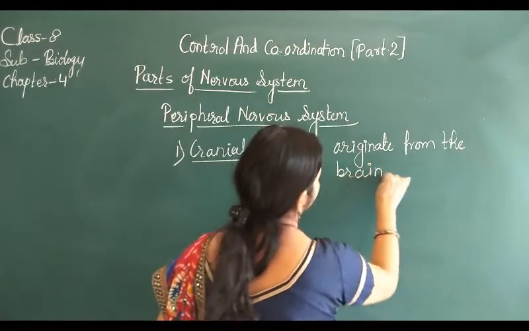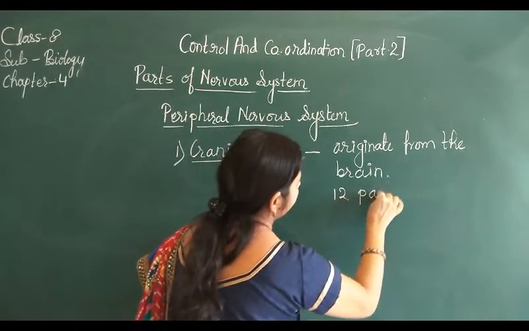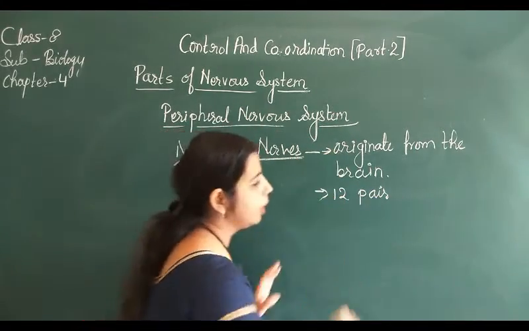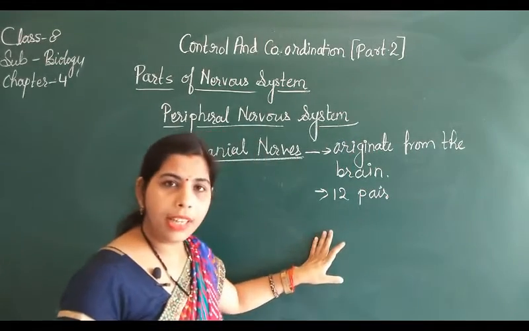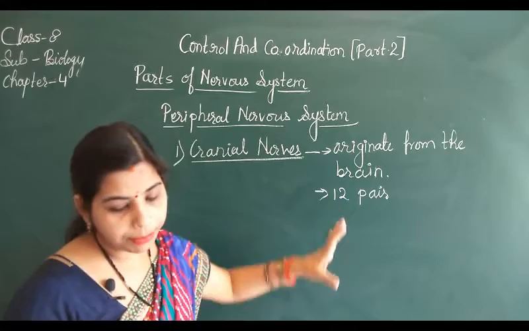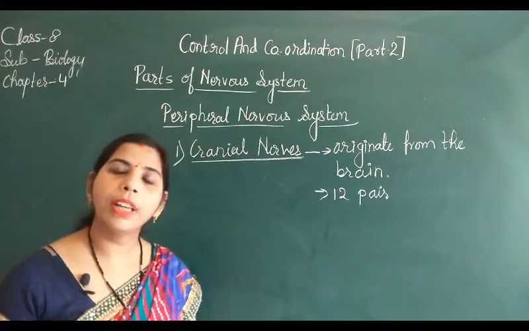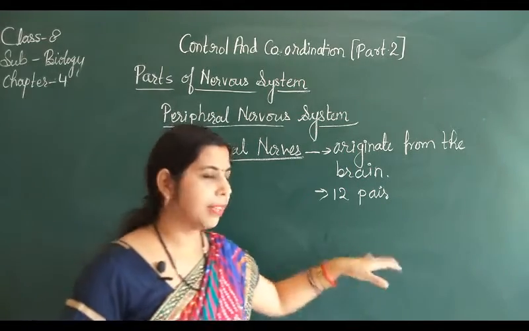Okay. Now there are 12 pairs of cranial nerves in our body. Now they are having sensory and motor nerves. That means ये cranial nerves क्या करती हैं? It transmits both sensory as well as motor impulses.